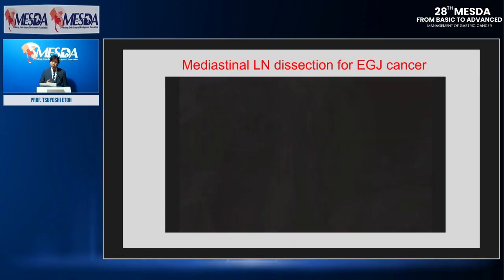Regarding reconstruction after EGJ cancer surgery, there are 2 options. One is esophagogastrostomy using the stomach, and the other is esophagojejunostomy, or interposition, or the double tract method. If we cut at a higher position, we prefer esophagojejunostomy, the double tract method.